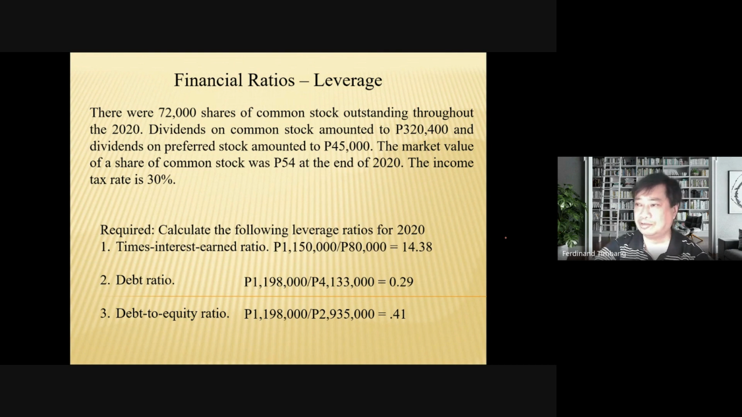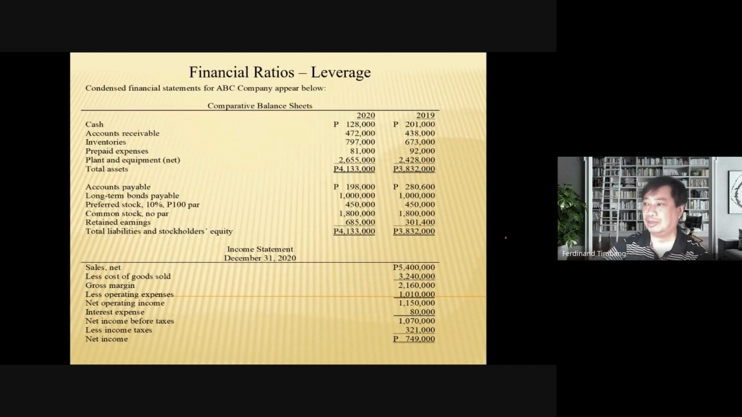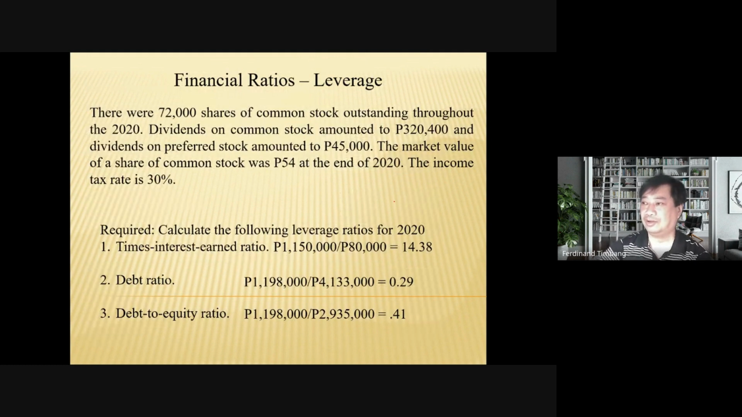Our times interest earned ratio is EBIT over interest expense. Where is the EBIT here? This is our EBIT, and then we have the interest expense. We just divide the two, so we get 14.38 times. That's good, because you can pay the interest 14 times, meaning you can borrow more.